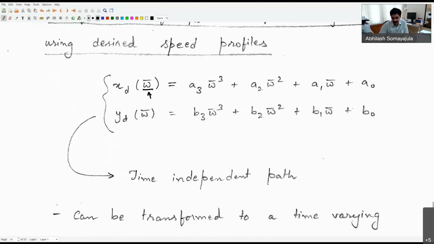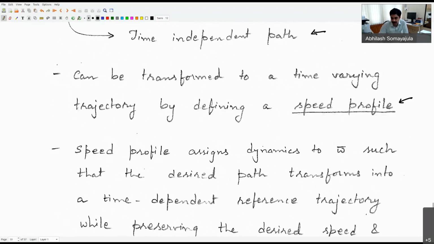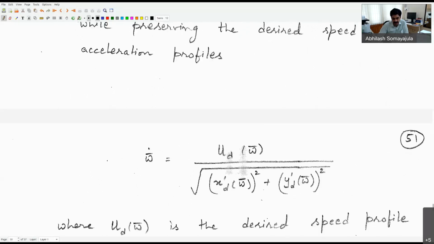So this is a time independent path. That's what we saw before, because it depends on this path variable. But we can always transform any such path into a time varying trajectory by defining the speed profile for that vehicle. The speed profile is basically assigning dynamics to how this omega will change with respect to time. And that is the idea which we want to bring in. So we are going to assign dynamics to this variable omega bar such that the desired path transforms into a time-dependent reference trajectory, while preserving the desired speed and acceleration profiles. So let's see how we do that.